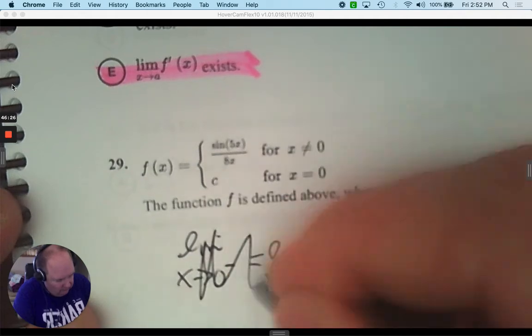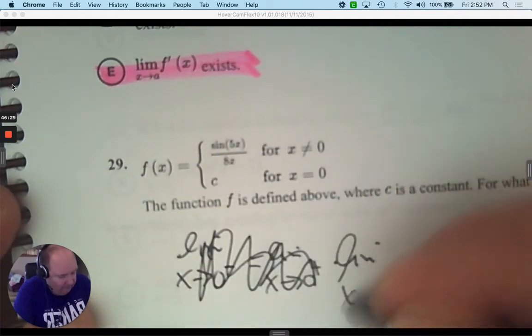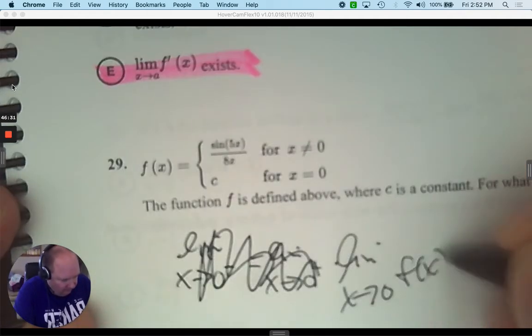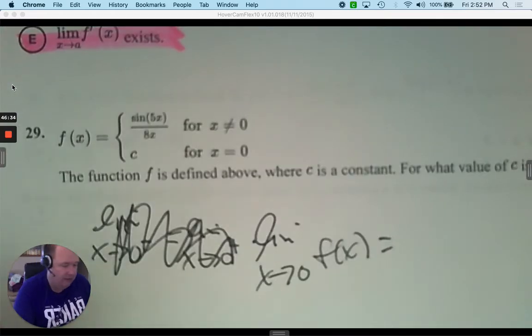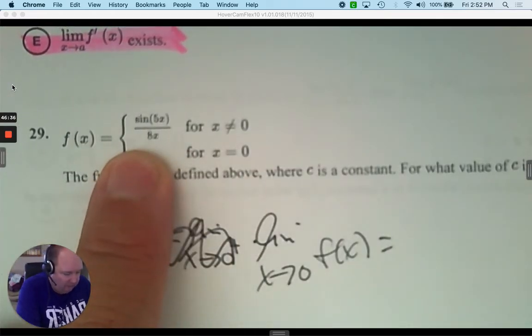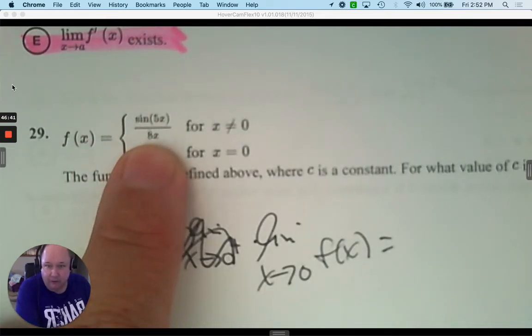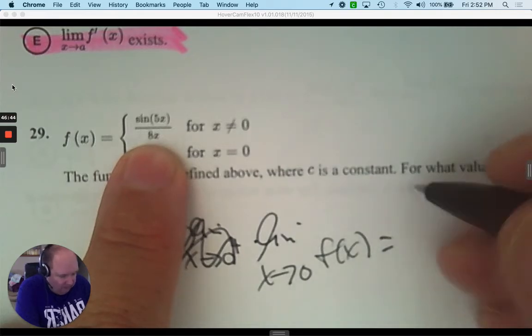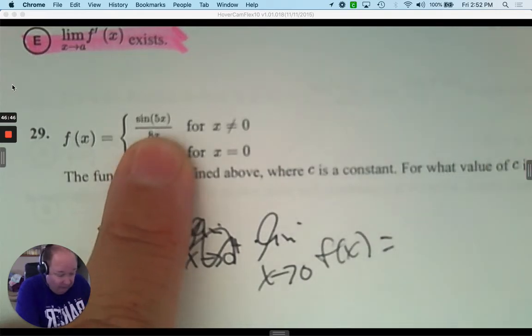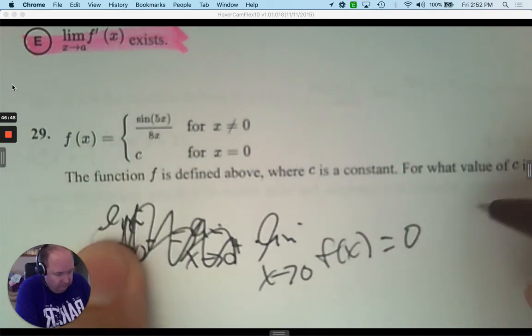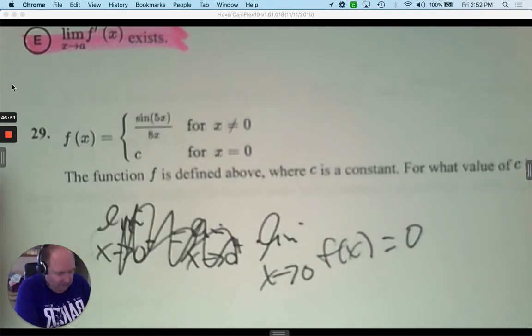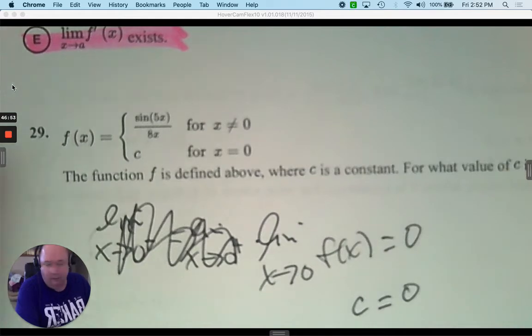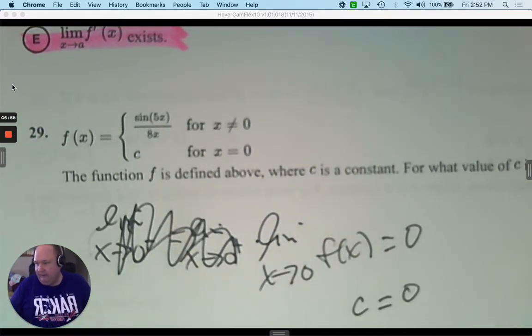Oops. Let's try this again. The limit as x approaches 0 for f of x equals, and it's not what it is when it gets there, so it's the above one. So plug in 0 there. And so it's sine 0 over this. Now the value of sine at the angle 0 is 0. So for this to be continuous, c would also have to equal 0. So they would have the same value. So you kind of have to know your unit circle, that when you plug in 0, the answer is 0.